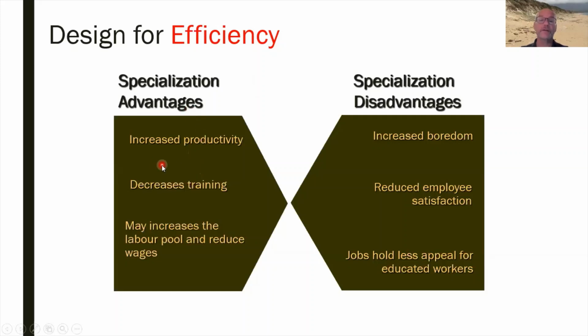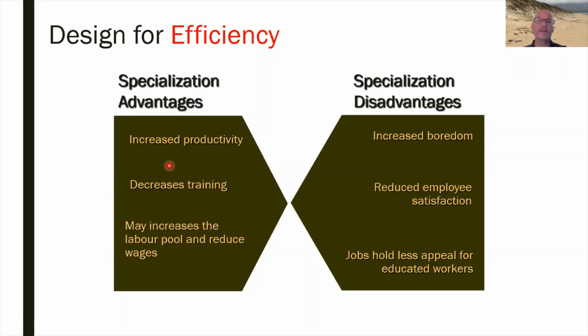Decreases the training. Okay, so if I have one person doing a single task, I don't have to train them in a lot of things. All right, the only thing they have to do is put the headlight in. The only thing they have to do is put the right front wheel on. That really decreases my training, as opposed to having to teach them to do all the different jobs, right? The welding and the painting and the design, that whole thing, right?